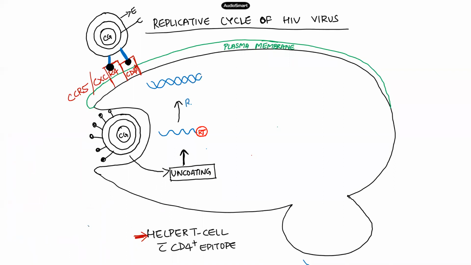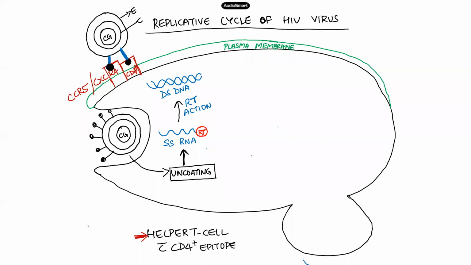So this is the point where I'll be writing reverse transcriptase action. It converts a single stranded RNA into a double stranded DNA. So this is the action of the reverse transcriptase enzyme, which is quite unique to the HIV virus, right?